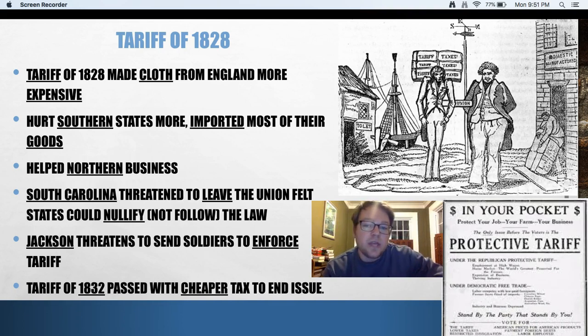In 1828, we were pretty close to starting a civil war, and remember that the state that was upset in 1828 was South Carolina. That's going to come up in a little bit. But the Tariff of 1832 is passed, and that's going to cheapen the tariff to end the issue.